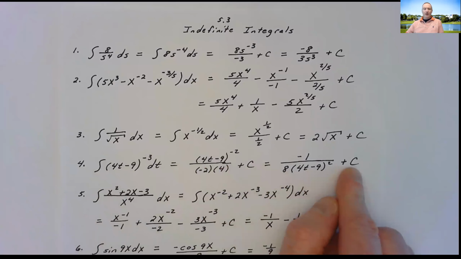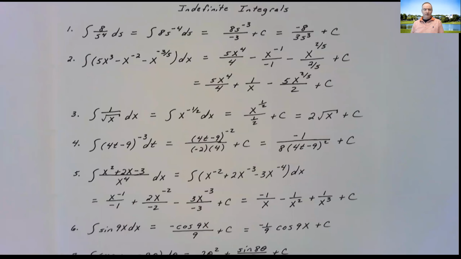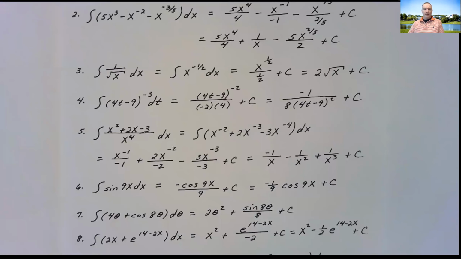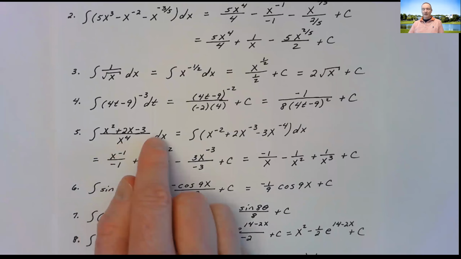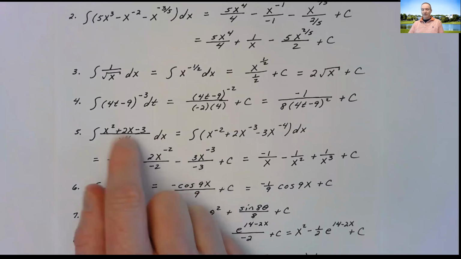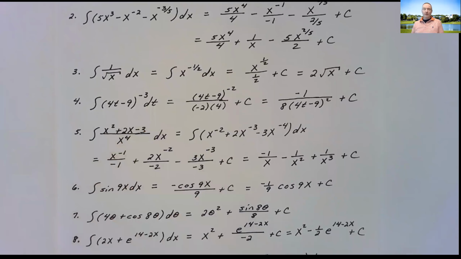For my next one here, if I have the integral of x squared plus 2x minus 3 over x to the 4th. One thing that's extremely important for you to understand whenever we're trying to integrate this problem is that there is no such thing as the integral quotient rule or the integral product rule. What you're going to have to do is any algebra that can be done to simplify, you must do before you integrate.